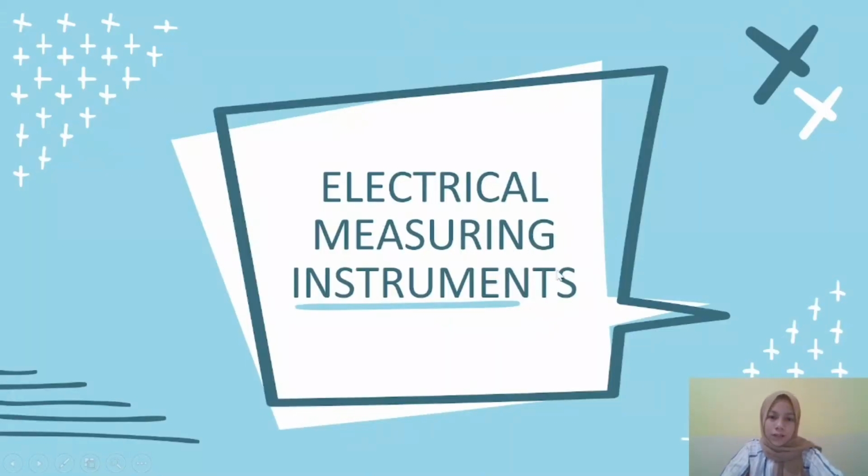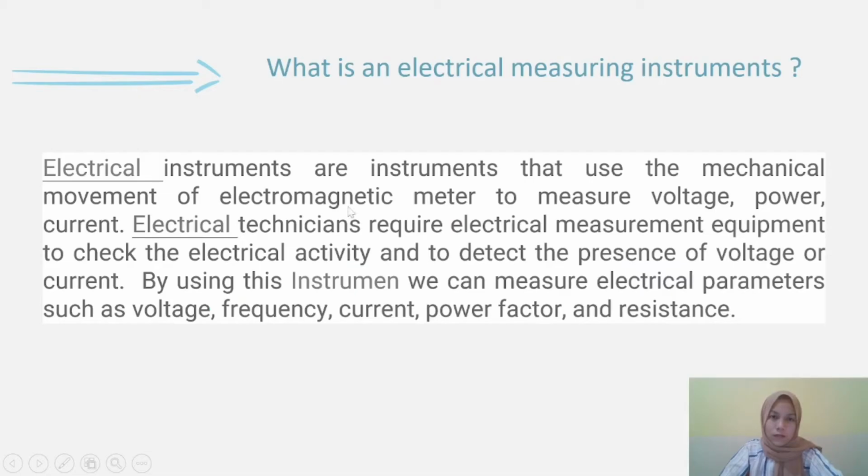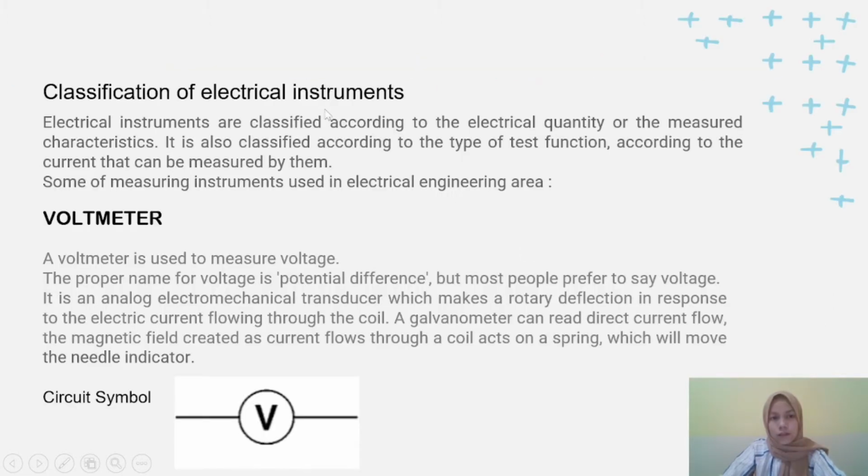Electrical measuring instruments. So, what is an electrical measuring instrument? Electrical instruments are instruments that use the mechanical movement of electromagnetic matter to measure voltage, power, and current. Classification of electrical instruments. I will tell you some of the measuring instruments used in the electrical engineering area.